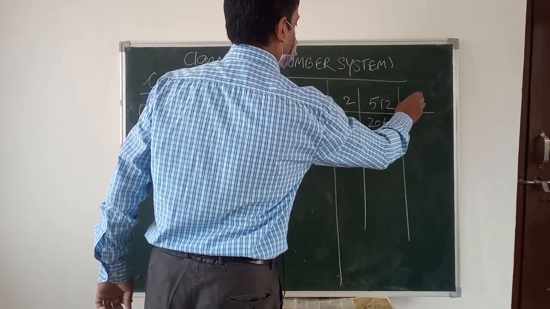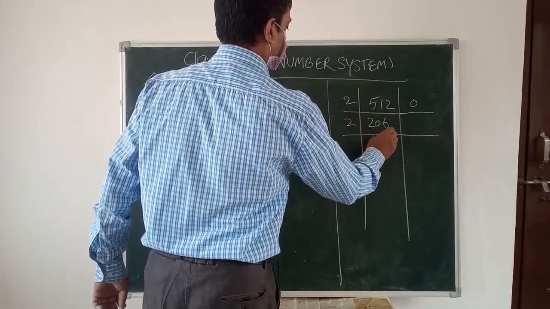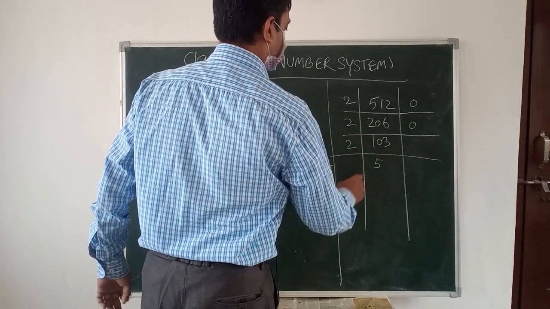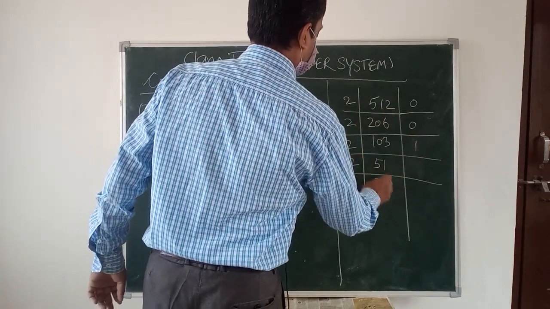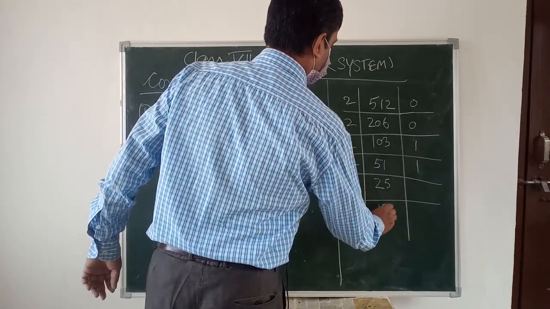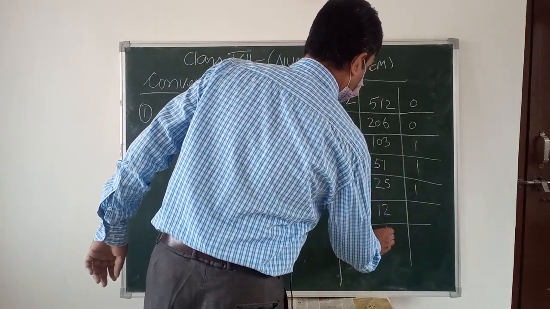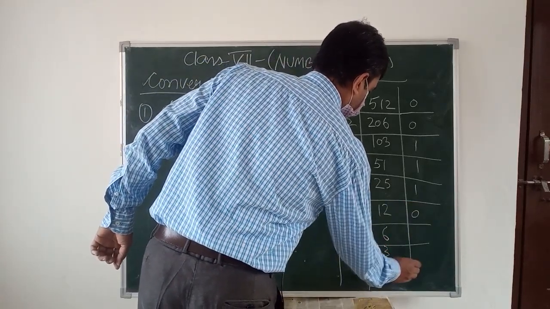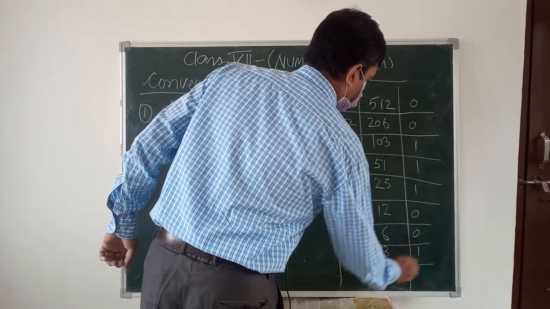Now no remainder is there, so you will write 0. Then 2 ones are 2, 0, 2 threes are 6. No remainder is there. Then 2 fives are 10 and 2 ones are 2. You can see one remainder is there. 2 twos are 4 and 2 fives are 10. You can see one remainder is there. 2 twelves are 24 and one remainder. 2 sixes are 12. You can see no remainder. 2 threes are 6. You can see no remainder. 2 ones are 2. You can see one remainder.